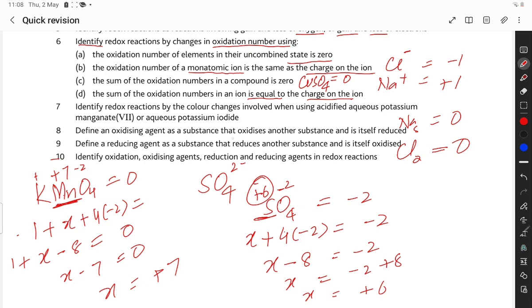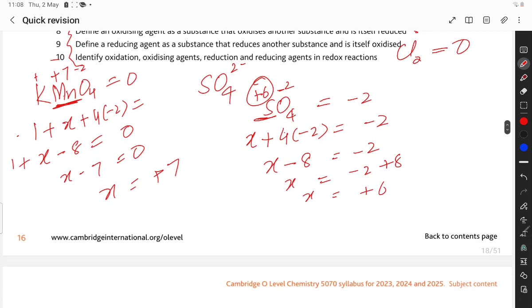Define an oxidizing agent as a substance that oxidizes another substance and is itself reduced. This is the definition. All definitions are written down, you just write down from here. Define a reducing agent as a substance that reduces another substance and is itself oxidized. Identify oxidation, oxidizing agent, reduction, reducing agent, and redox reaction.